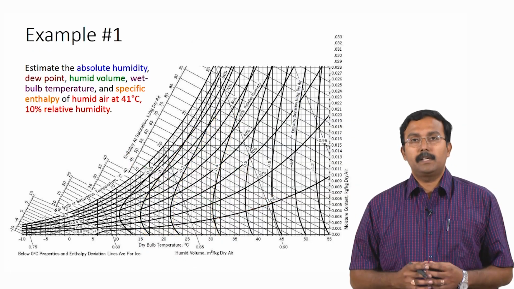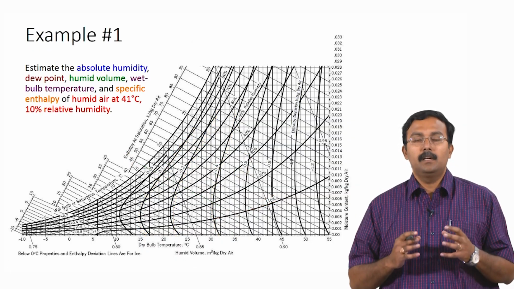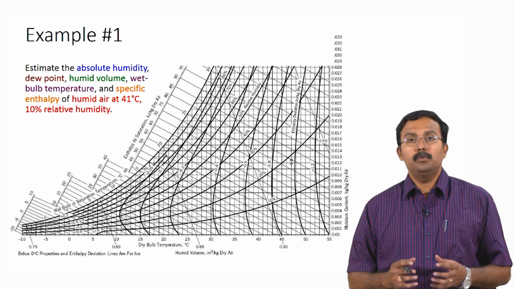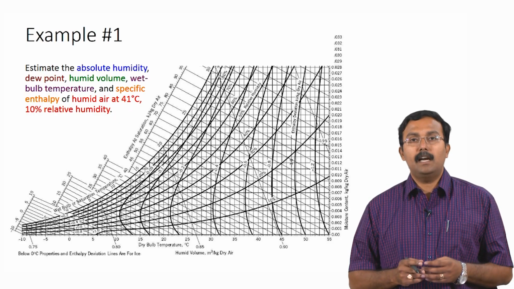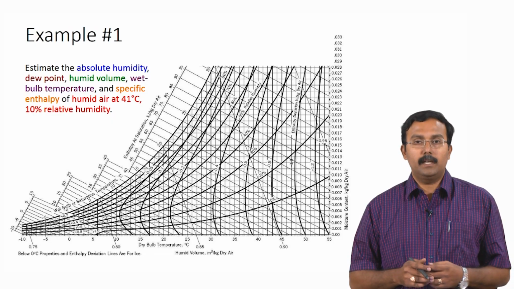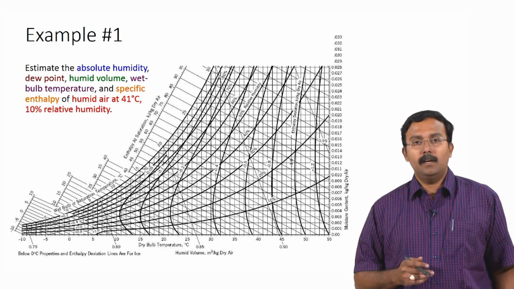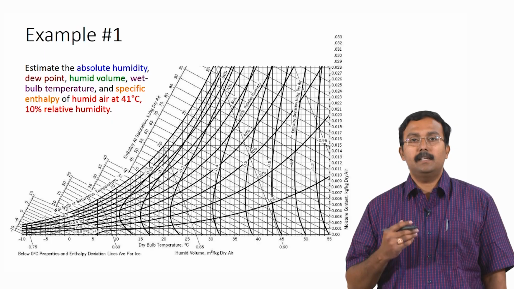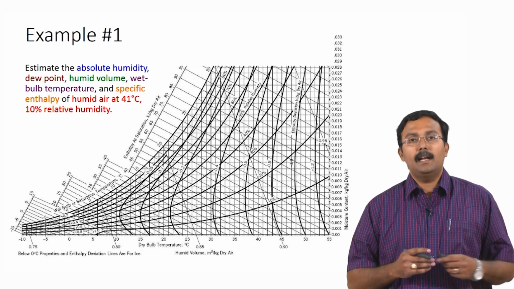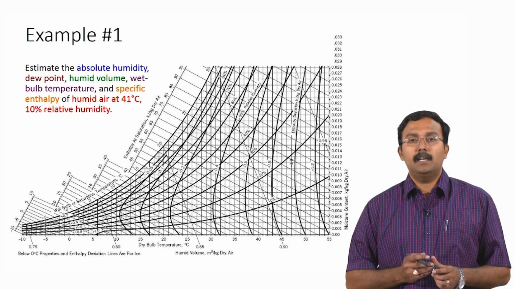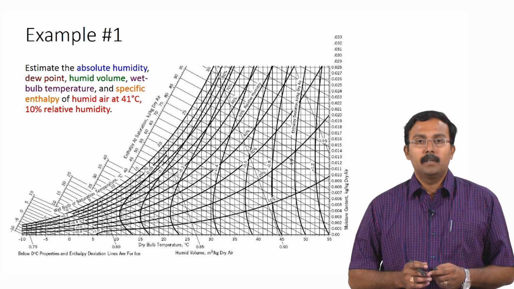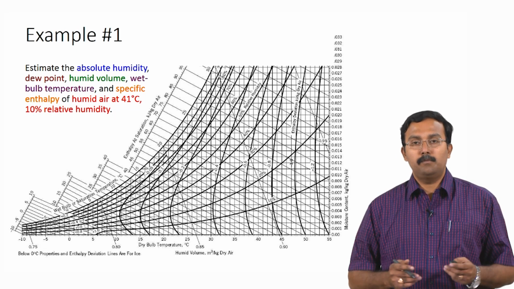Let us look at a couple of example problems which will help us understand how to read these psychrometric charts to get the different parameters that we looked at. So, we have been given a condition of 41 degrees Celsius and 10% relative humidity and asked to calculate all the parameters that we had looked at till now. So, the first thing we want to calculate is the absolute humidity.